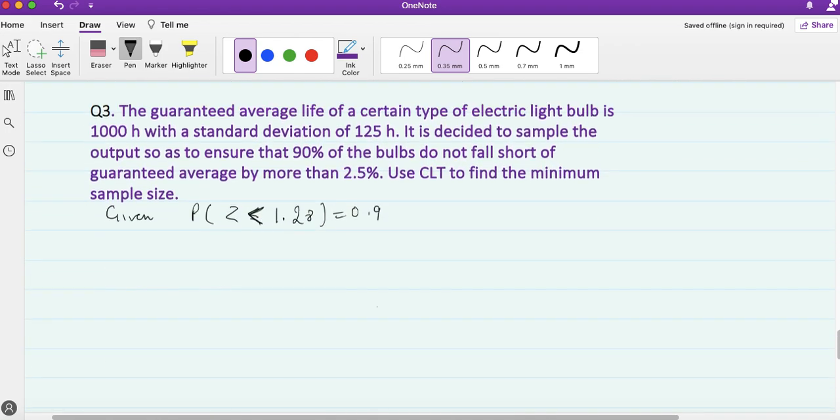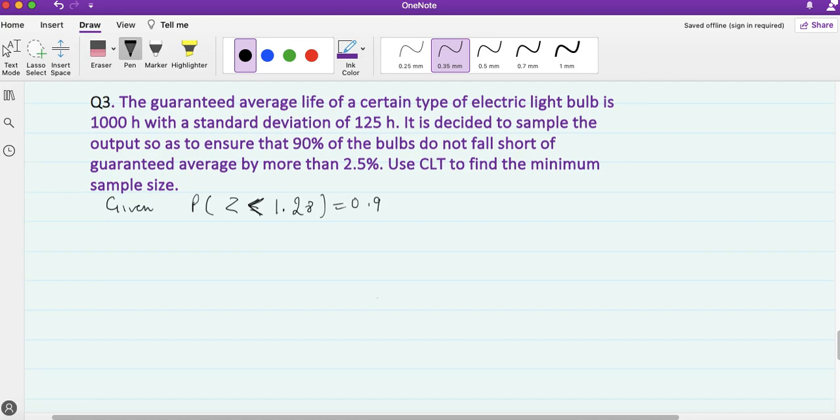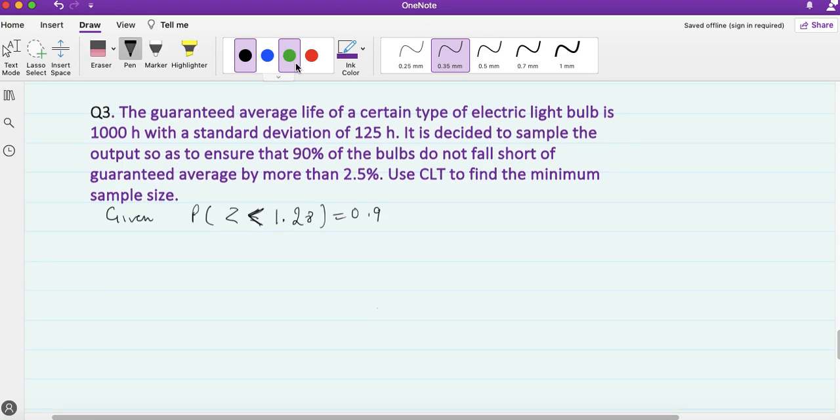Now let us take up the last question, which is finding n. So let's read the problem. They are saying the guaranteed average life of a certain type of electric light bulb is 1000 with the standard deviation 125, right? It is decided to sample the output so as to ensure 90% of the bulbs do not fall short of the guaranteed average by more than 2.5%.